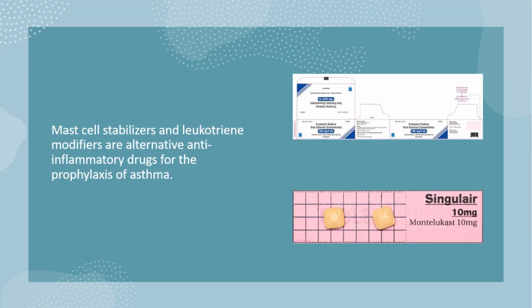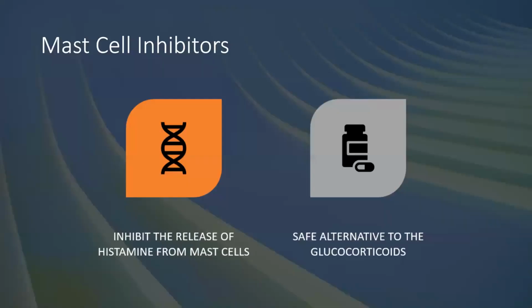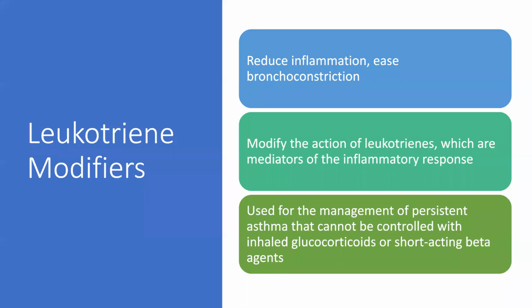Mast cell stabilizer is cromolyn sodium and leukotriene modifier is montelukast, which are anti-inflammatory drugs used for the prophylaxis of asthma. Mast cell inhibitors inhibit the release of histamine from the mast cells, as the name suggests, and they are safe alternatives to glucocorticoids if we don't want to give steroids to the patient. Leukotriene modifiers reduce inflammation and ease bronchoconstriction. They modify the action of leukotrienes, which are mediators of the inflammatory response. They're used for the management of persistent asthma that cannot be controlled with inhaled glucocorticoids or short-acting beta agents.